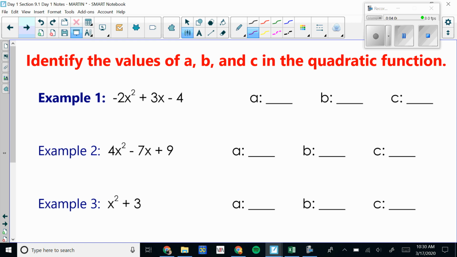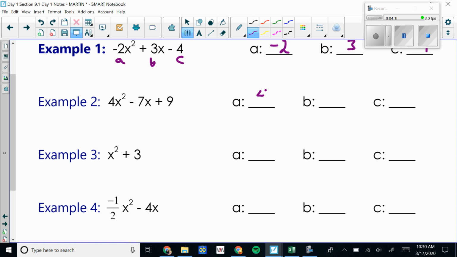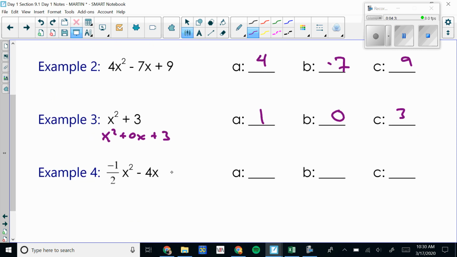All right, let's practice this a little bit. Example 1, we have our a, b's, and c's. a is negative 2, b is 3, and c is negative 4. Just like factoring, that comes from a, b, and c. Let me do examples 2, 3, and 4 quick for you. Example 2, we have 4, negative 7, and 9. Example 3 is missing the b term, so we could say this is x squared plus 0x plus 3. So we'd have 1, 0, and 3. Similarly, example 4 is missing the c term, so if I add a plus 0 at the end, we have negative 1/2, negative 4, and 0 for the c.